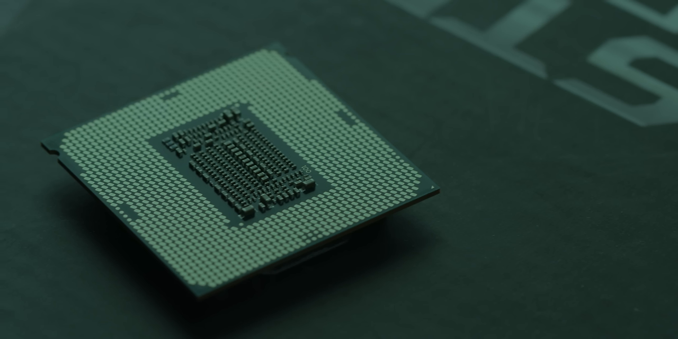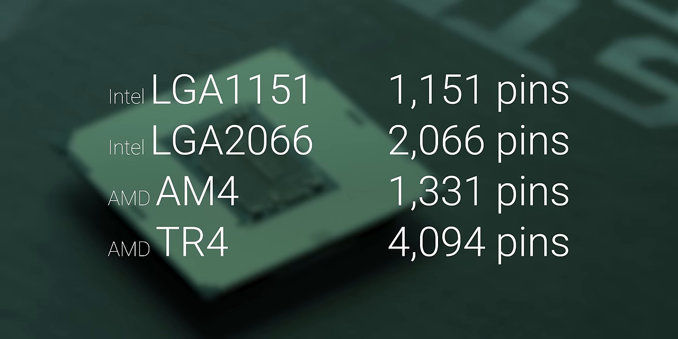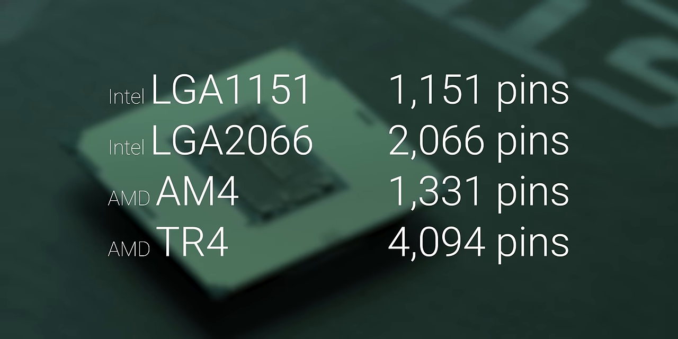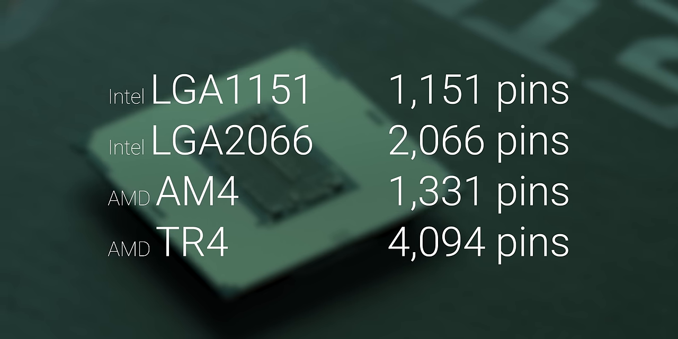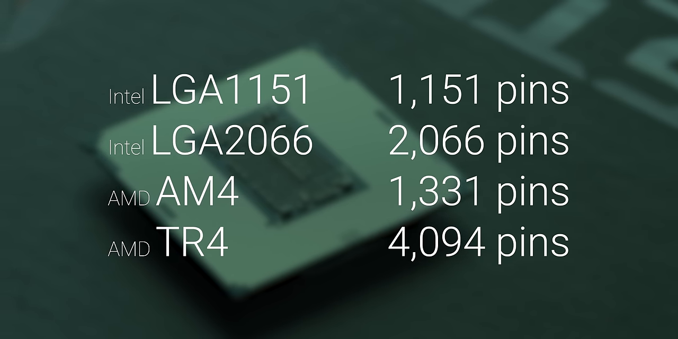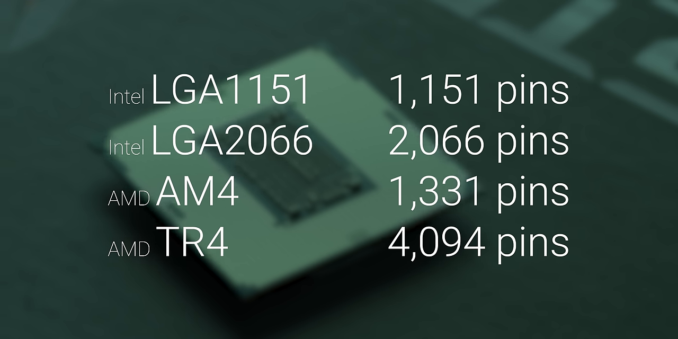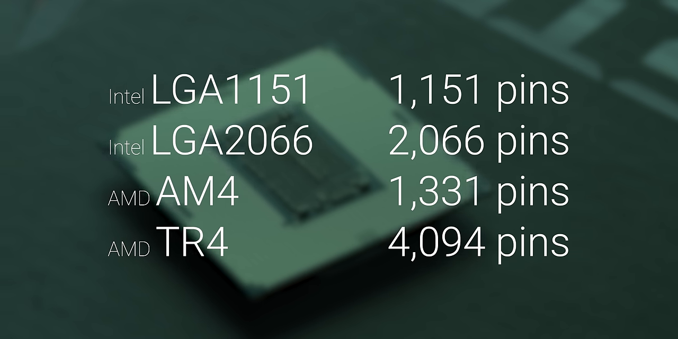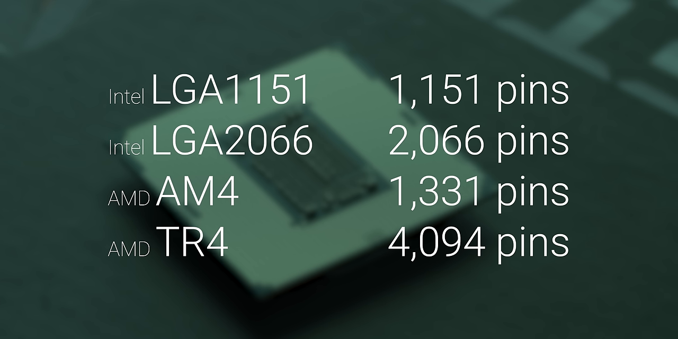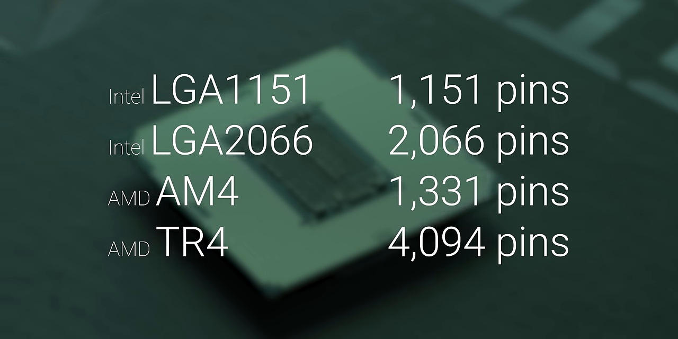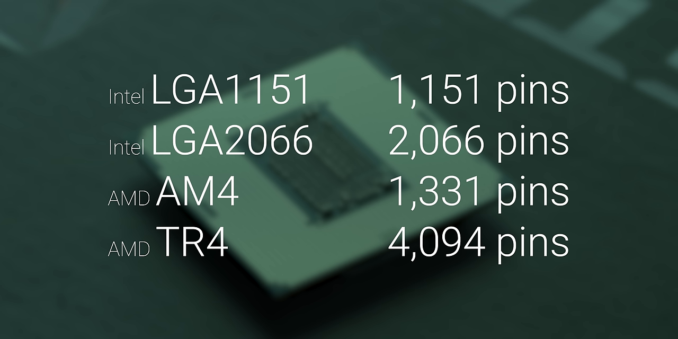But anyway, you aren't just concerned with the type of socket, but also the number of pins. So Intel's main consumer socket, LGA 1151, has 1,151 pins, while their 2066 socket, which is geared more towards enthusiasts, has 2,066 pins. On the AMD side, AM4 has 1,331, so if AMD was using the same naming scheme as Intel, it would be PGA 1331, I guess. And then their TR4 socket, which is actually an LGA, well, that one has 4,094 pins, which is where things get pretty confusing, because sometimes AMD does use LGAs.